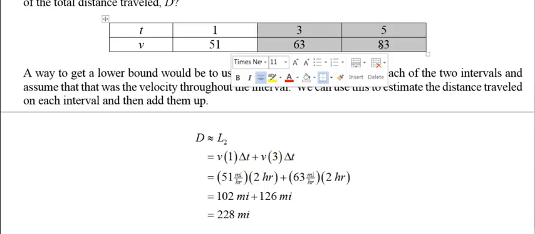We do a similar thing for this next 2-hour period. 5 minus 3 is 2, so that's still a delta T of 2 hours. And we're going to assume that at the left endpoint we have our velocity, which is 63 miles per hour. So if it stayed 63 miles per hour for 2 hours, that would be a total of 126 miles. Add those two estimates together, and we get a total estimate of 228 miles.